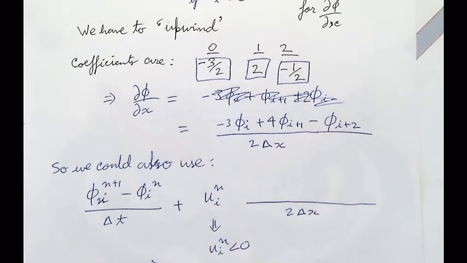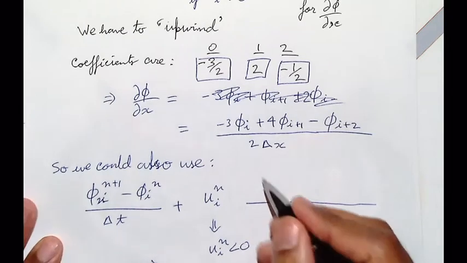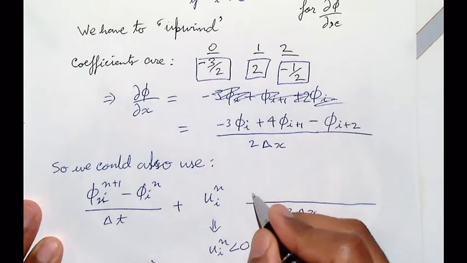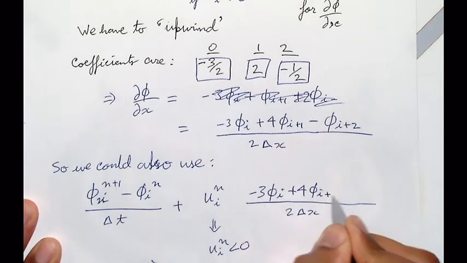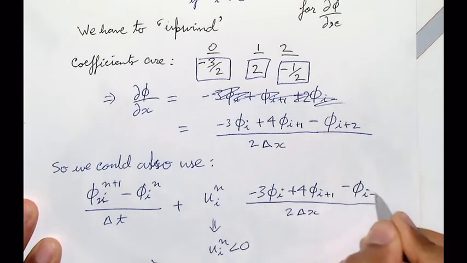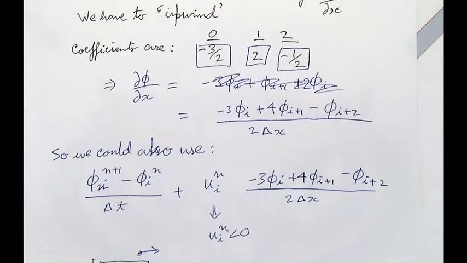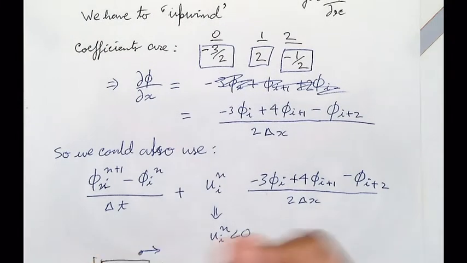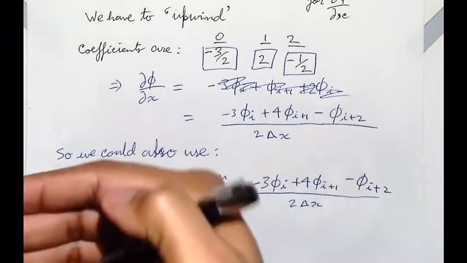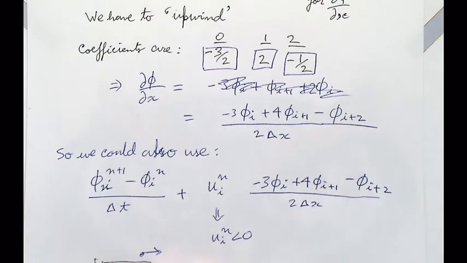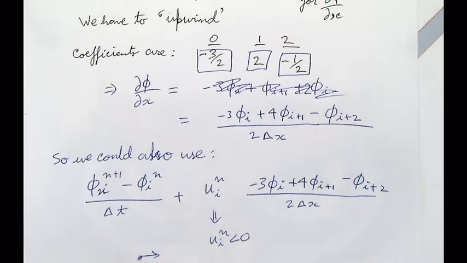It's symmetric. So, all right, for this particular case, we will have minus 3 phi I plus 4 phi I plus 1 minus phi I plus 2. Yeah, this makes sense because u is less than 0, which means the information is moving from the right to the left, which means I should bias towards the right side.